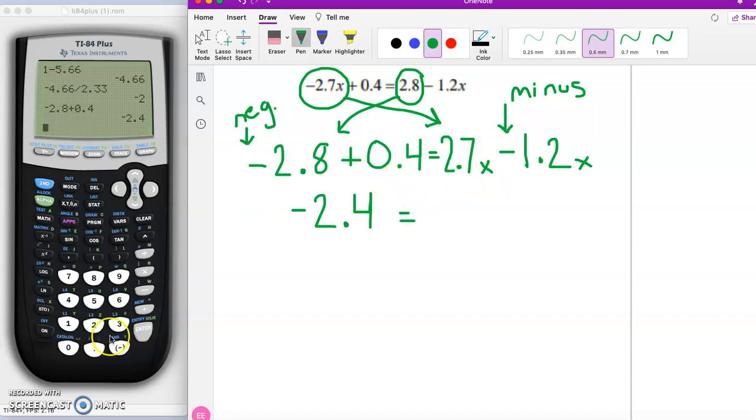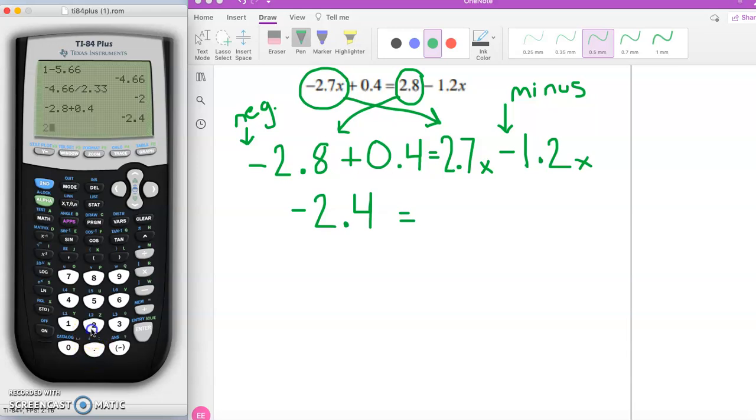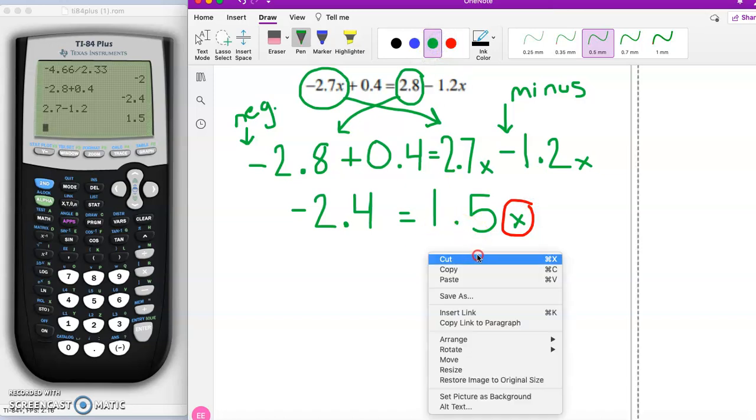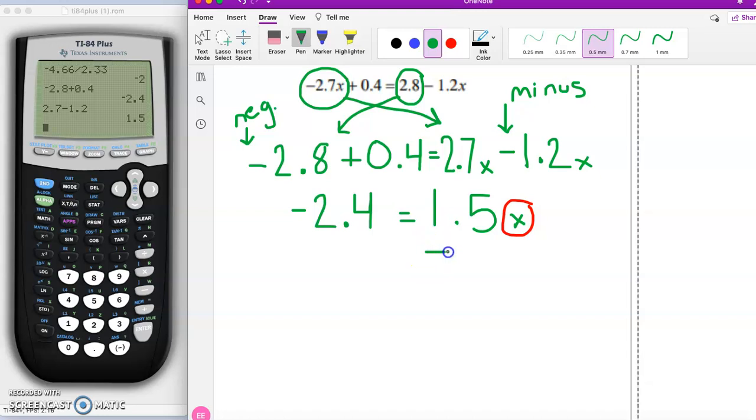So now let's see. 2.7 minus 1.2 equals 1.5x. Okay, 1.5x. Now, last step. You made it to the last step. We want the x by itself. So we're always just going to divide. We're always just going to divide by whatever number the x is multiplied by. So we're going to divide on both sides by 1.5.